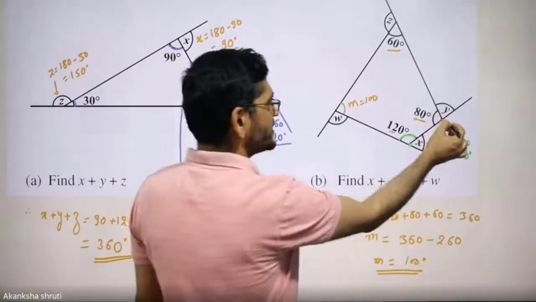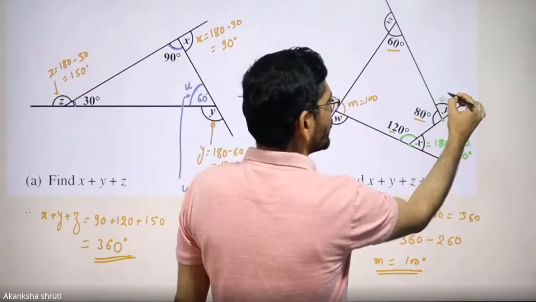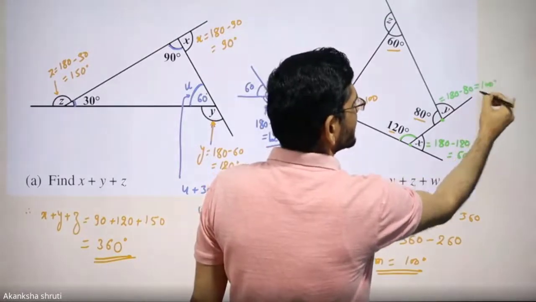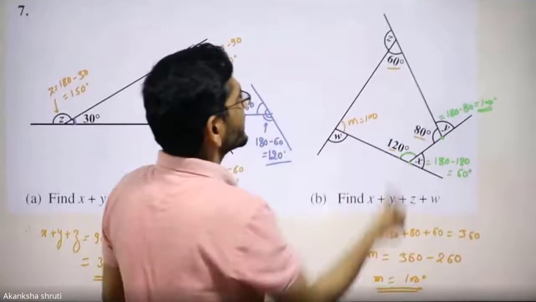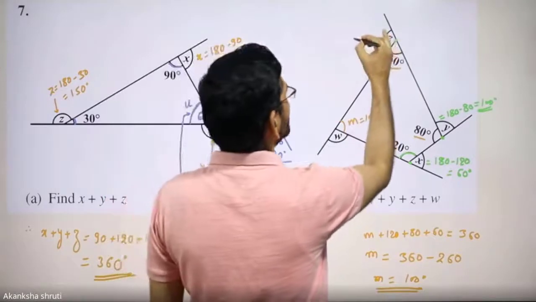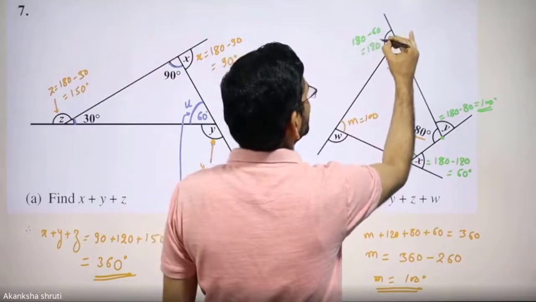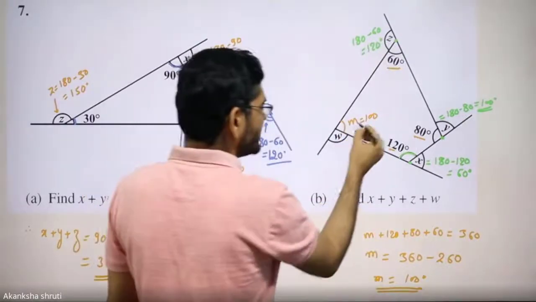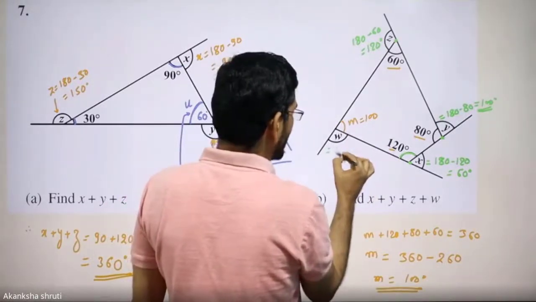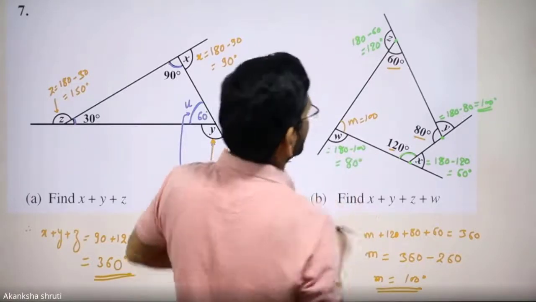Coming to this point, where 80 plus y will be 180, so y will be 180 minus 80. It is 100 degrees. Now, coming to this point, where the internal angle is 60, this z can be calculated by 180 minus 60. It is 120 degrees. Coming to this one, M we had calculated by applying this concept. Now w can be calculated by 180 minus 100. So it is 80 degrees.